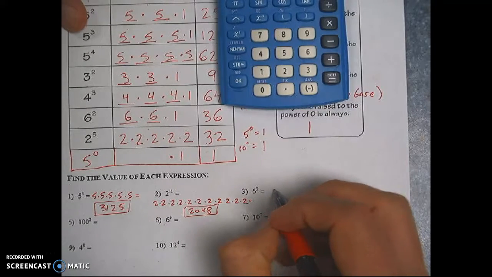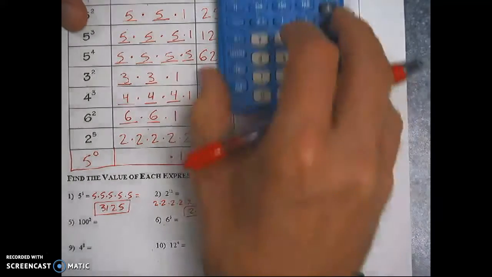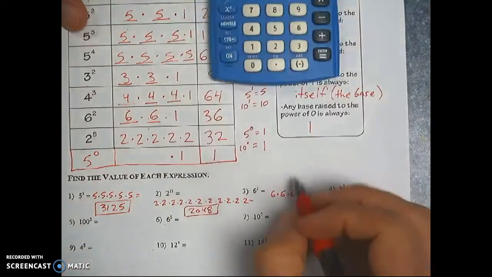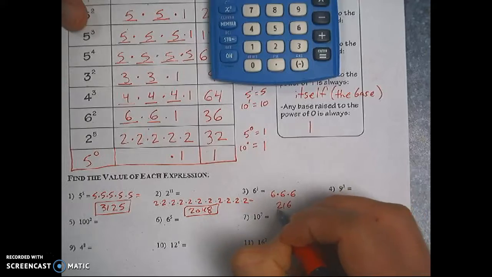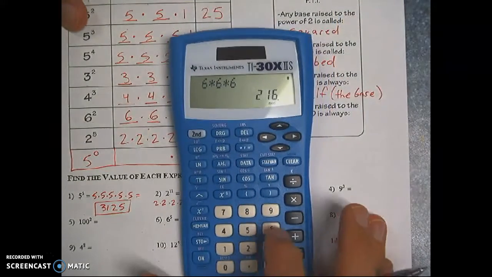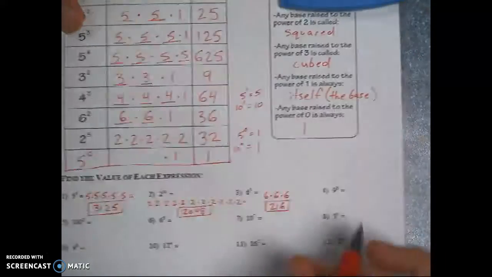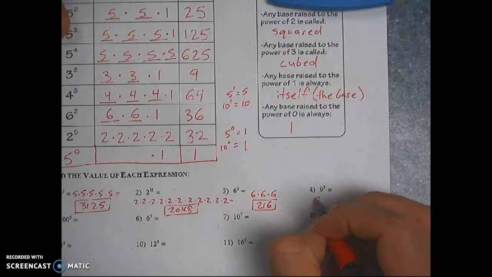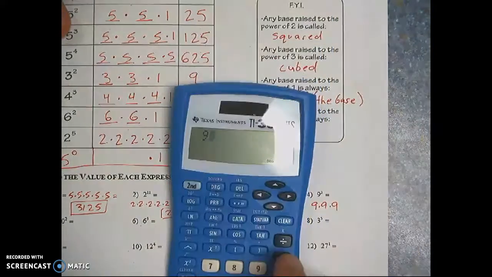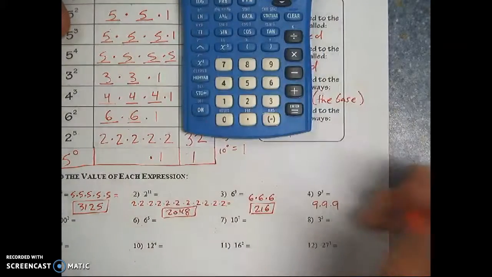So 6 to the 3rd. 6 times 6 times 6. 216. Again, I could have used my new fancy button, 6 raised to the 3rd, and I get the same answer. All right, 9 to the 3rd. 9 times 9 times 9. If I plug that in, 9 raised to the 3rd, 729.